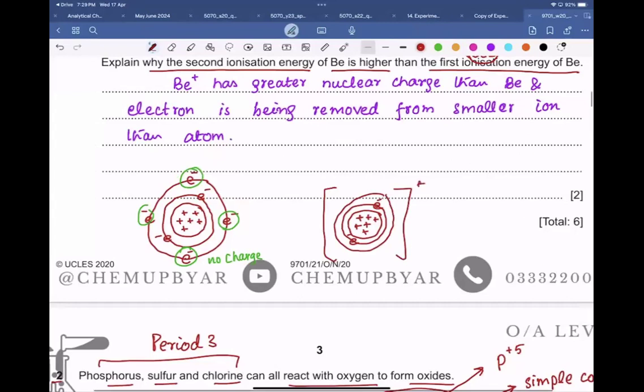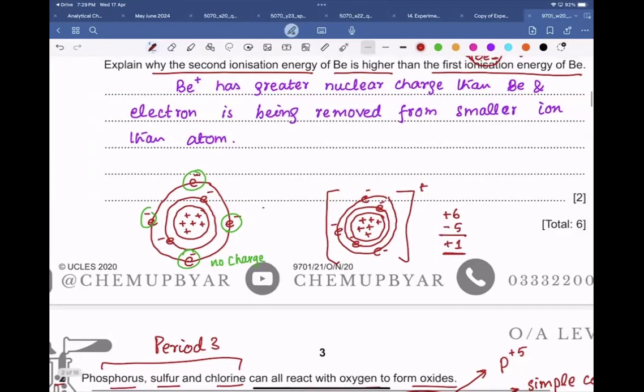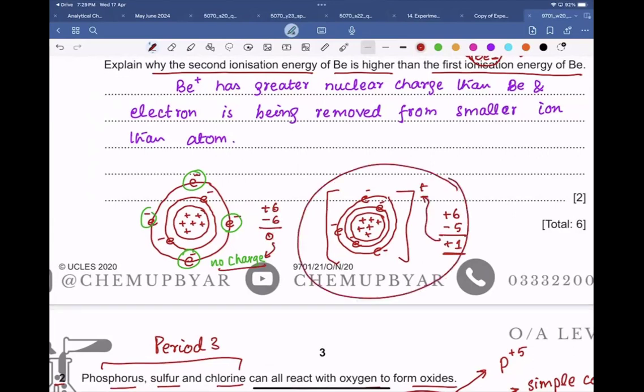So see, when it becomes a cation, it has 3 electrons in its valence shell. If you see over here, there are positive 6 charges, but there are negative 5 charges only. So it would be left with the positive 1 charge over here. But in the atom there are positive 6 charges and negative 6 charges, so there would be no charge over here. But due to this positive one, the ion gets a charge. So its nuclear charge is greater than the atom. That is the first point.